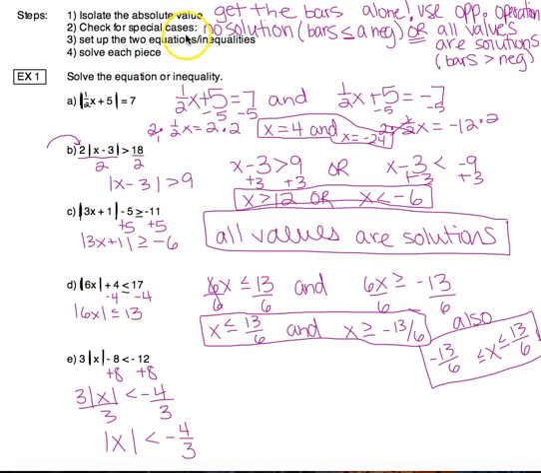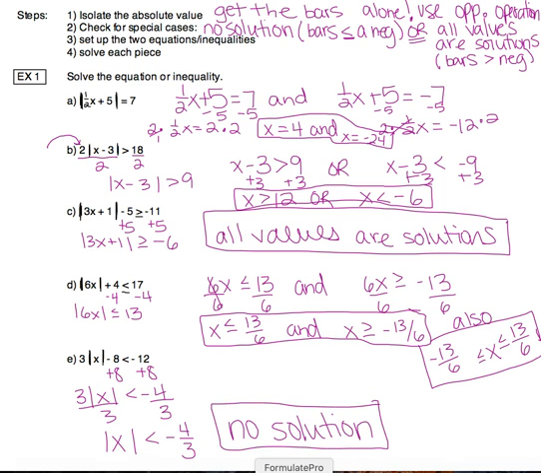Step 2, check for my special cases. So in this case, I do have a negative over here. So I look, if I have less than or equal to a negative, that tells me it's going to be no solution, because this is saying distance smaller than a negative, which is impossible. You can't have a distance being smaller than something that's negative. So this special case, again, when you reach a special case in step 2, that means you don't have to do step 3 or 4. You just write out whether it's no solution or whether all values are solutions.